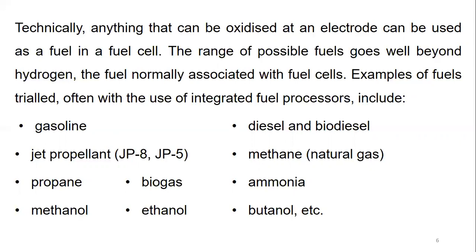So technically, anything that can be oxidized at an electrode can be used as a fuel in a fuel cell. And now I think you face no problems in understanding this line. So there is a broader range beyond hydrogen, because Francis Bacon used hydrogen. You can use anything, but as I told you, you must qualify your fuels by the qualities we discussed. You can use gasoline, jet propellant, diesel, biodiesel, propane, biogas, ammonia, methanol, ethanol, and butanol.